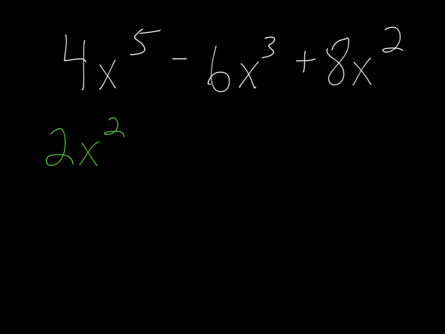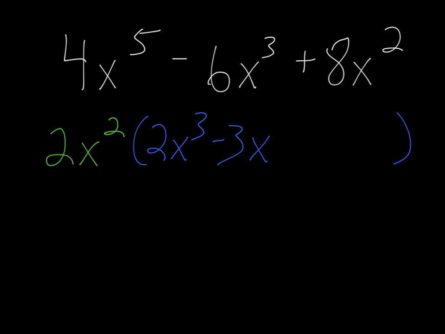Then I have to fill in my parentheses so that if I were to distribute, I would get back to my same answer. So I do 2 times what will give me 4, and I come up with 2. And then x squared times what would be x to the 5th. Well, I've got 2 of them. I need 5 in total, so that means I need 3 more, so x cubed. And then I do 2 times what is 6, and that would be 3. And then I have to do x squared times what is x cubed. I've got 2. I need 3, so all I need is just 1 more.